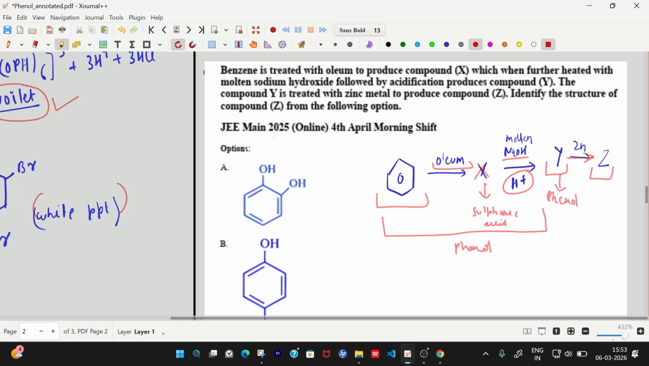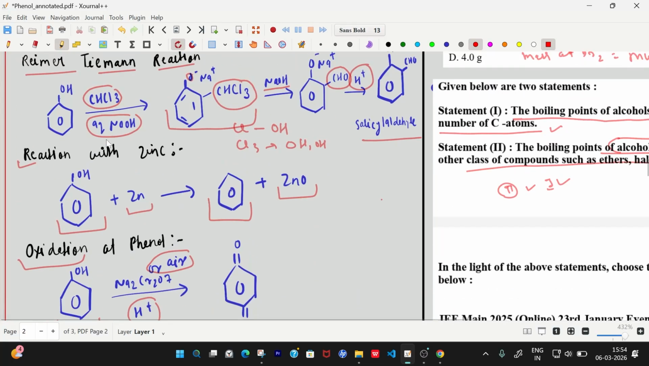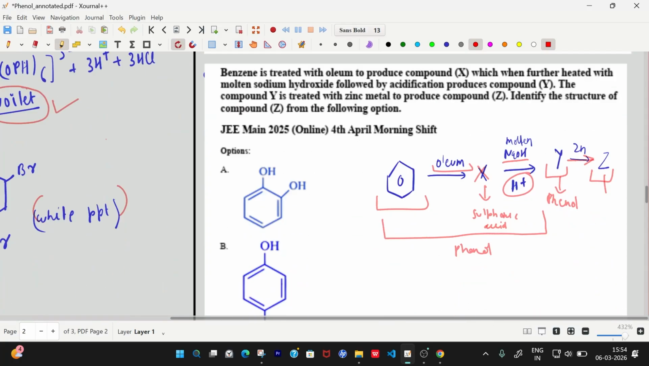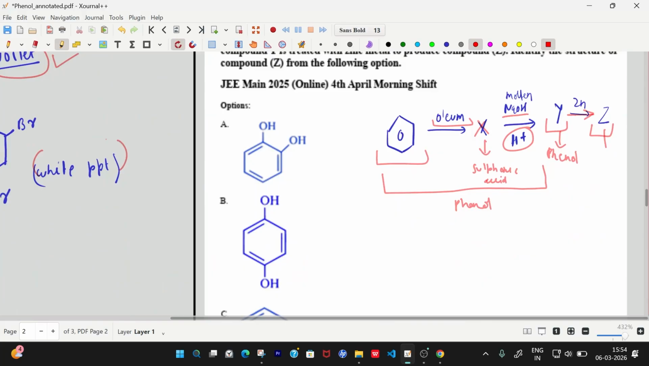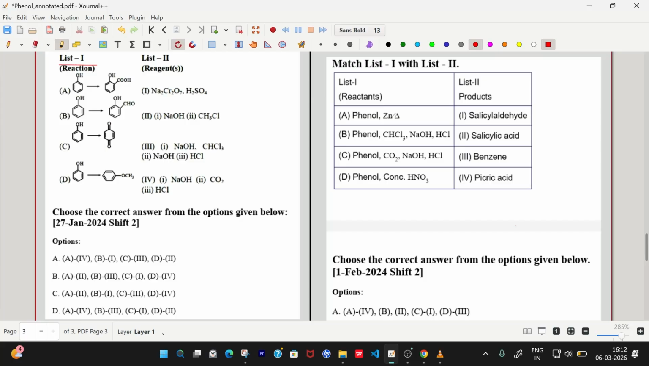And this is the reduction reaction of phenol with Zn to form benzene, as we have seen here. So compound Z will be benzene. So our correct answer will be C, benzene. Let's see some more questions.